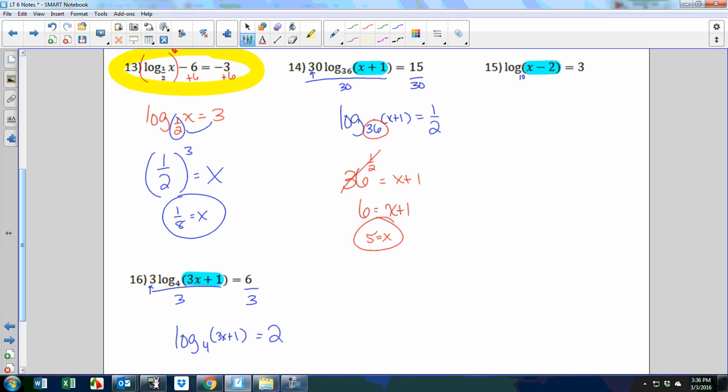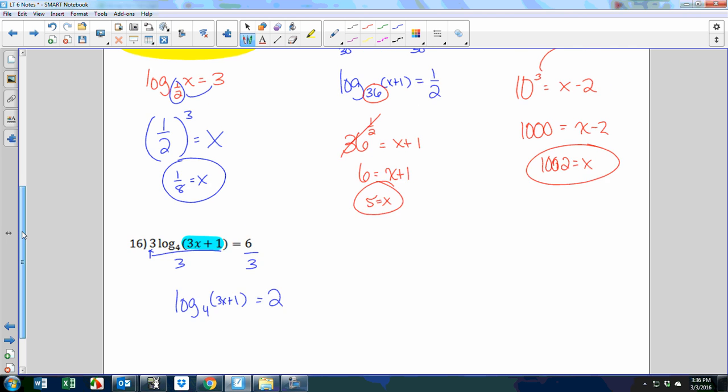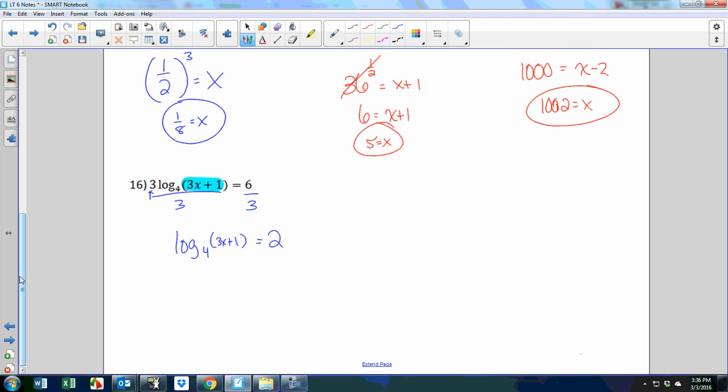But number 15, you've got it isolated. So base 10 to the exponent 3 equals the input x minus 2. So 10 cubed, 1,000, equals x minus 2, and add 2 to both sides. 1,002 is x. So you can have really big numbers. You can also have square root answers. You can have fraction answers, as we saw earlier in number 13.